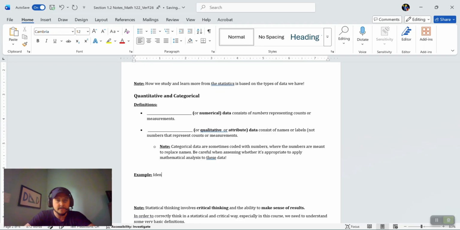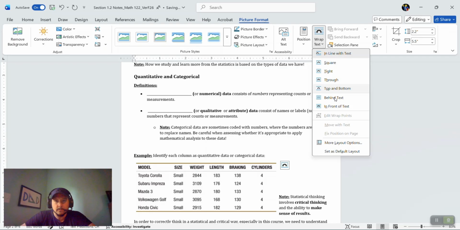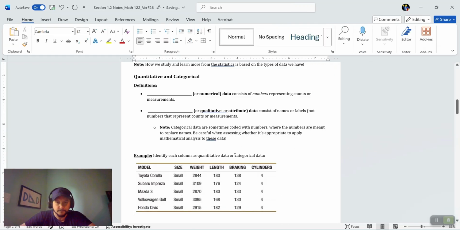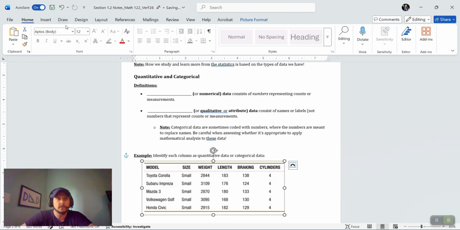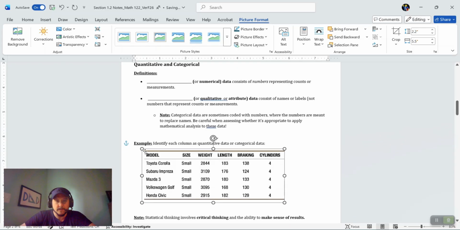Okay. Identify each column as quantitative, spelling with a Q, or categorical data, colon.